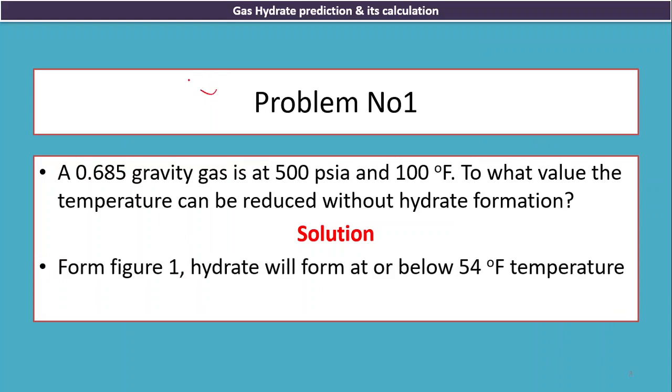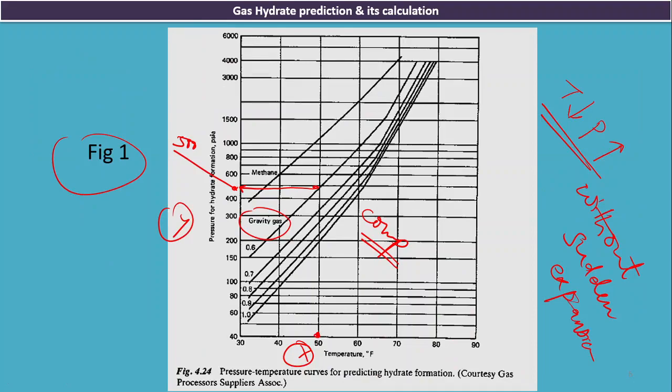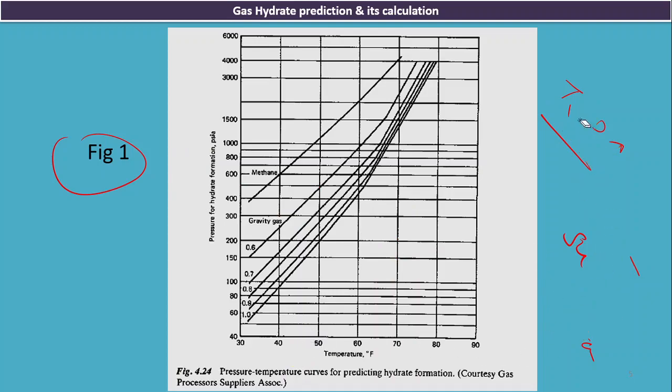For example, this is one problem where the 0.685 gas gravity gas is at 500 psi absolute and 100 degrees Fahrenheit. This is a condition for natural gas. To what value can the temperature be reduced without hydrate formation? That is a simple problem we have to solve with the help of figure 1. Hydrate will be formed, we can see here. This is figure 1. So the data is given. If you remember that data, we can solve it very simply.